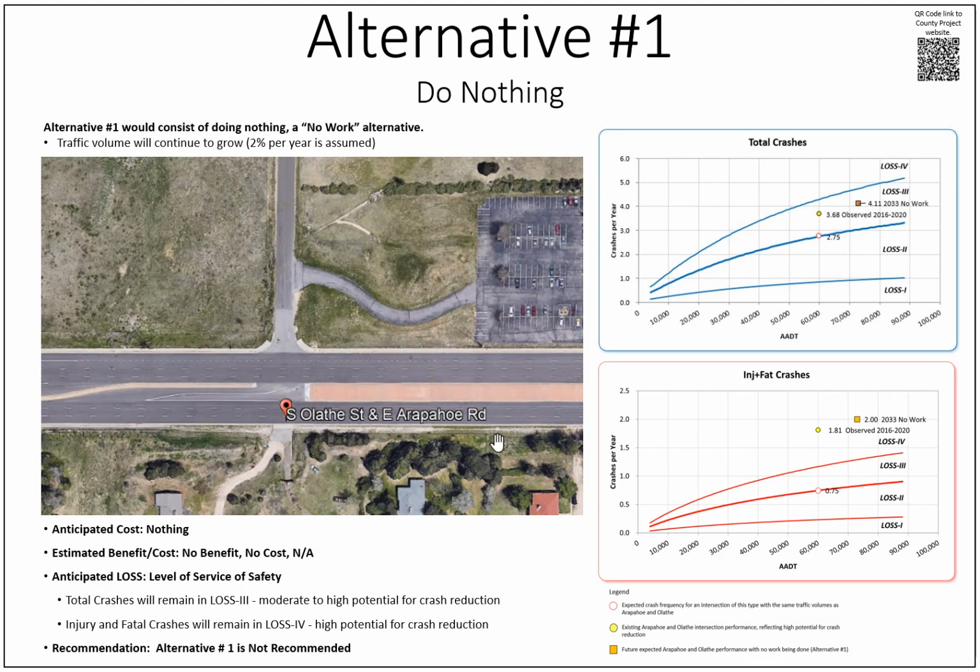Diaxis analyzed 4 different alternatives for the intersection at Arapahoe and Olathe. Alternative 1 is a no work alternative and would mean doing nothing to improve the intersection. Estimated cost would be nothing, and the benefit to cost ratio would also be nothing. As can be seen in the figures, anticipated LOSS will continue to rise as traffic volume increases. Alternative number 1 is not recommended since crashes will continue to increase as traffic volume increases.